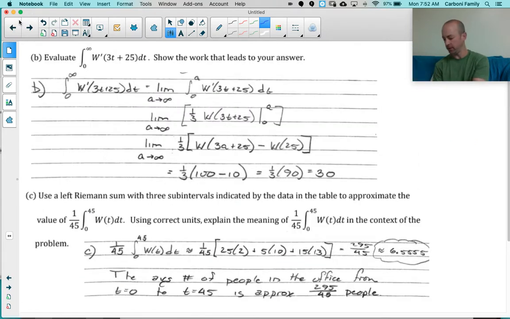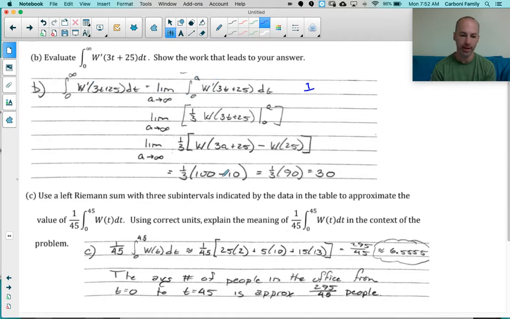Part B, or number A, I guess. Part B is an improper integral, and the very first thing you always do when you see an improper integral is you convert it to limits, and I think that is the first point. And so you always solve improper integrals as a limit.